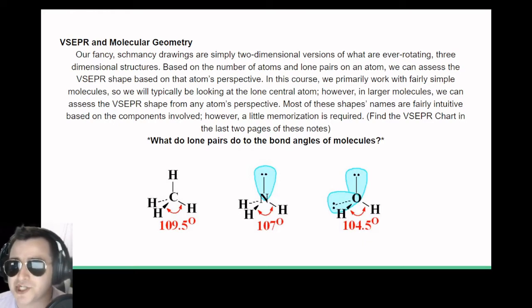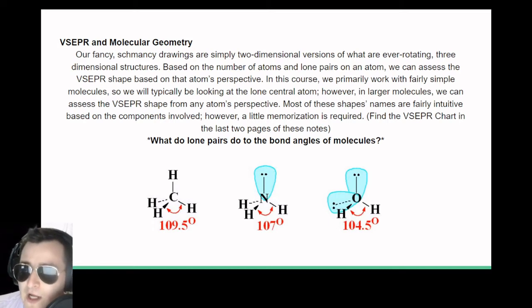To the next one, VSEPR and molecular geometry, the shapes. Yes, you need to know the shapes. You're going to need to memorize them. And AP ramps it up a little bit where they talk about bond angles. They talk about domains, hybridization a little bit more. So we do need to assess this table a little bit deeper than what we had perhaps in our sophomore level.